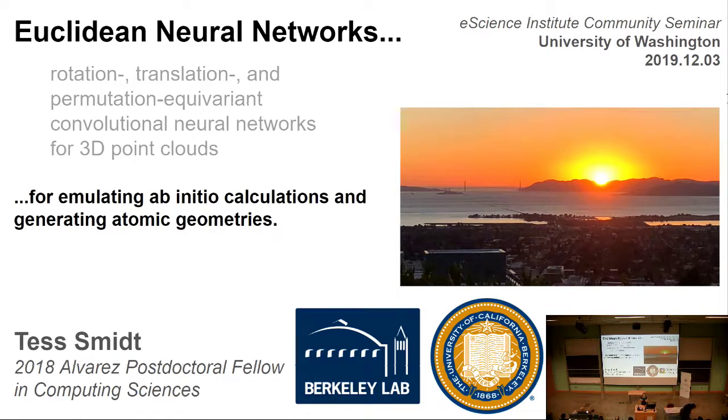You'll notice there's a couple of titles going on here. The one that was advertised is Euclidean Neural Networks for emulating ab initio calculations and generating atomic geometries. I will be talking about these applications, but I'm also going to dive into the motivation behind why we went to the trouble of making our own type of neural network layer. Why might it be of interest to a variety of physical applications, and how does it work?